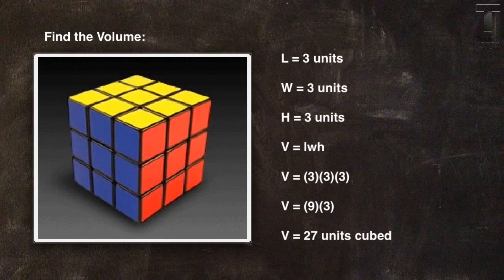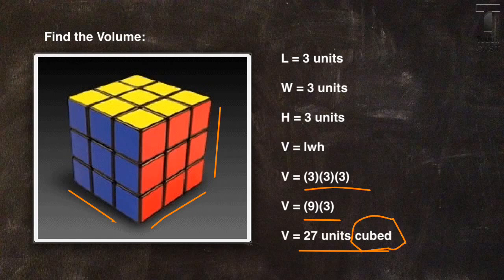Let's try an example. Here's something you're all pretty familiar with, a Rubik's Cube. A Rubik's Cube has a length of 3, a width of 3, and a height of 3. So when we're doing length times width times height, we simply have 3 times 3 times 3, which turns into 9 times 3, which is 27. And whenever we're doing volume, whatever units we have, they're going to be cubed. In area, it's units squared. In volume, it's units cubed, because with volume, remember, we're seeing how many cubes fill the 3-dimensional figure.